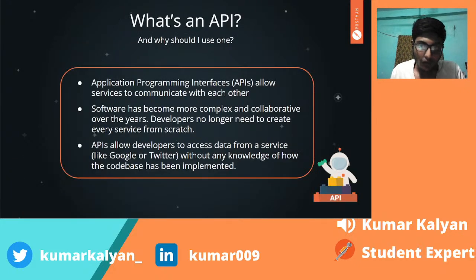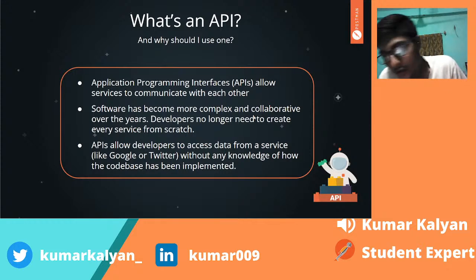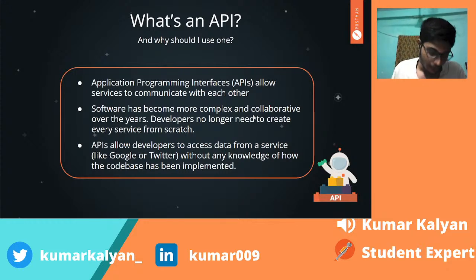Software has become more complex and collaborative over the years. Developers no longer need to create every service from scratch. So suppose you are building an application, maybe an Uber application. You might need a location service, you might need an email service to send newsletters, you might need a payment service to accept payments.